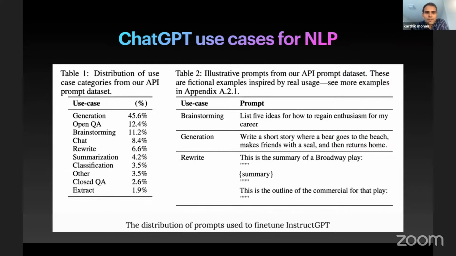If we look at the distribution of use cases that are used for Instruct GPT, you see that it's used a lot in open question answering, generation, brainstorming, rewriting or rephrasing, summarization, etc. Brainstorming could be something like: list 5 ideas for how to regain enthusiasm for my career. Rewrite is: this is a summary, rewrite it in this way. Generation is: write a short story. So just generate something, right? So these are typical use cases.